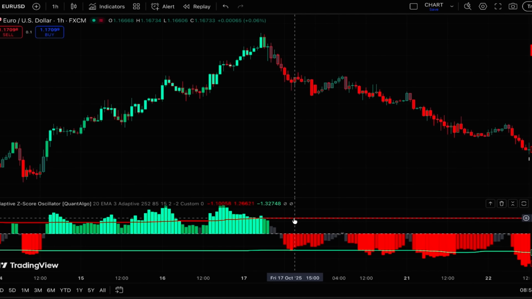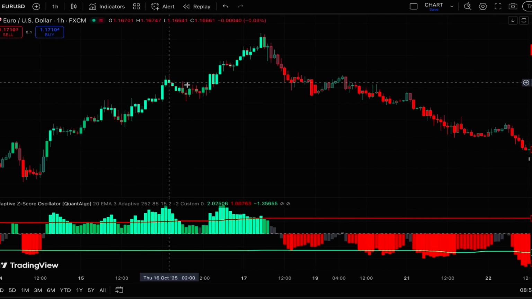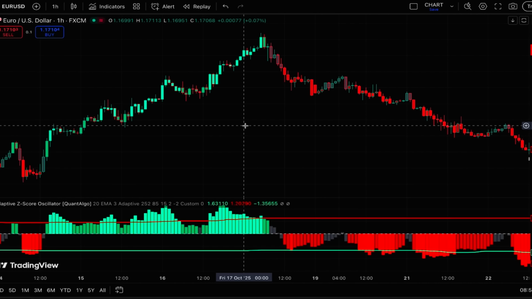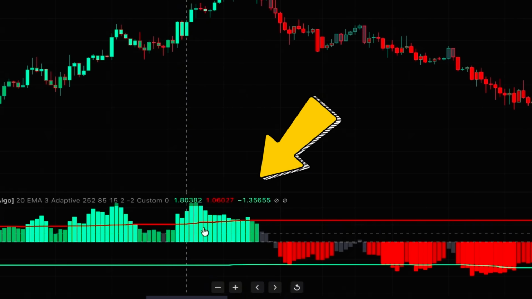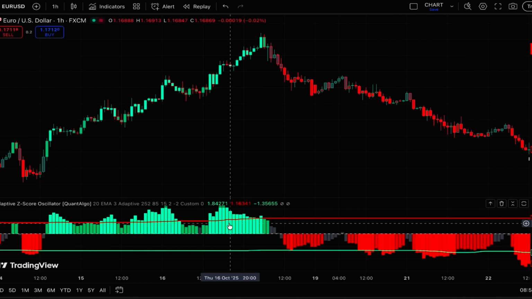This is exactly what this indicator does. It transforms the price action into z-score by calculating how many standard deviations the current price is from its moving average, and then it shows them by the help of this histogram. Alright, now let me teach you how you can interpret this indicator and how you can use it in your trading decisions.